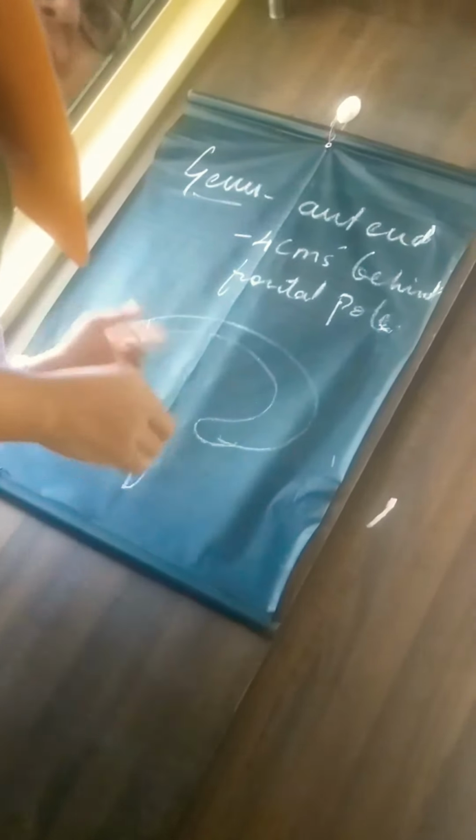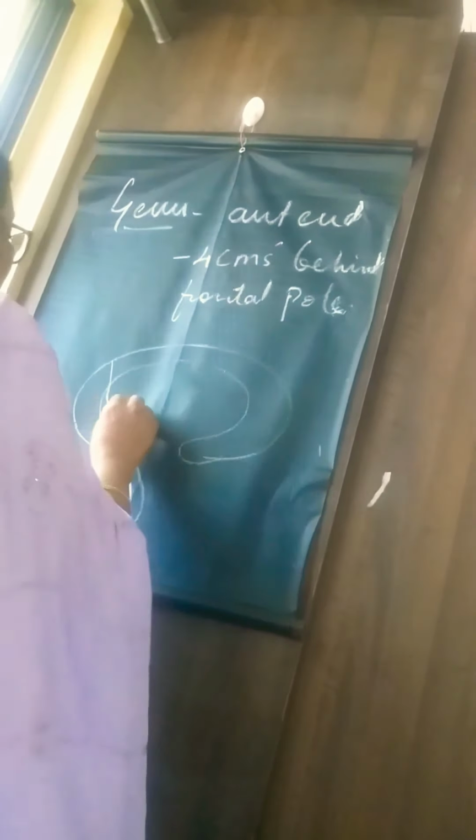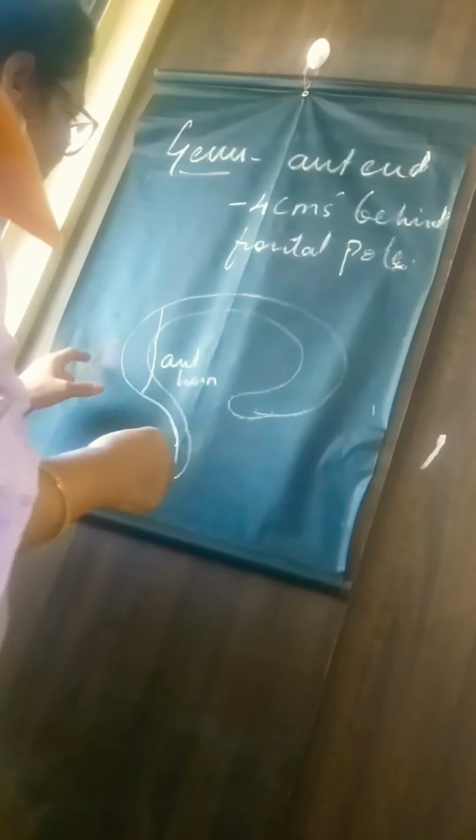Now this genu: anterior to the genu lie the cerebral arteries, and posteriorly, posterior to the genu, lies the anterior horn of the lateral ventricle.